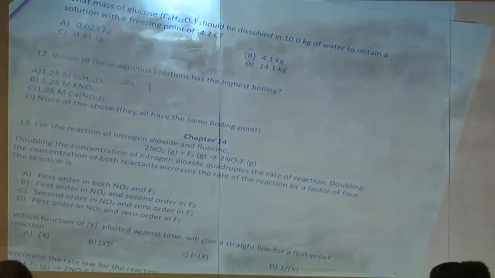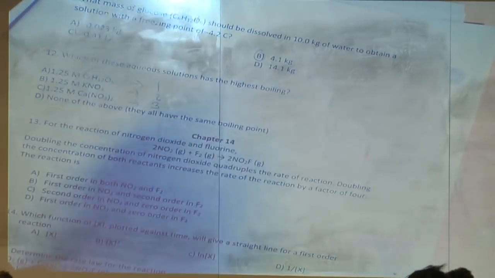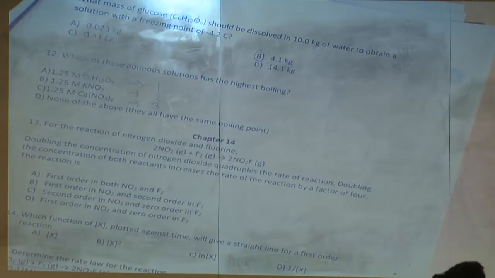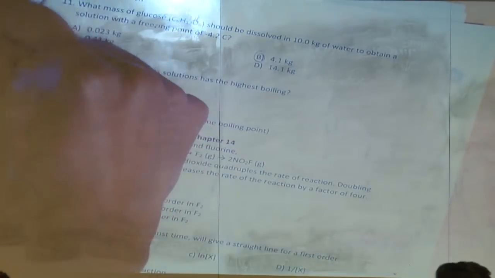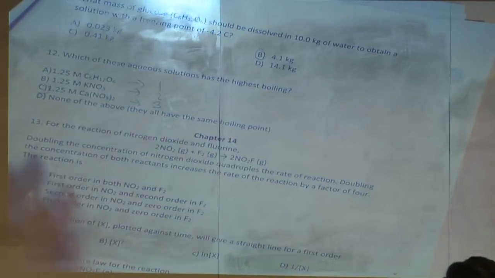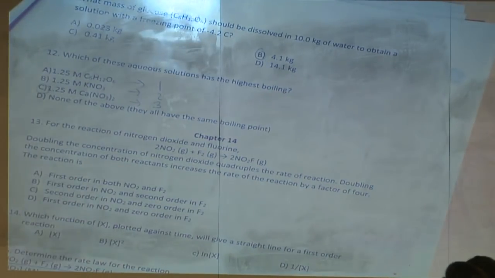So this right here is glucose. The Van Hoff factor is 1. KNO3 is going to split up into 2 particles, the potassium and then the nitrate. And then calcium nitrate splits up into 3, 1 of the calcium and then 2 of the nitrate. So the answer should be C. It's going to have the highest boiling point, since it breaks up into 3 particles, it's going to increase the boiling point of whatever it's in.